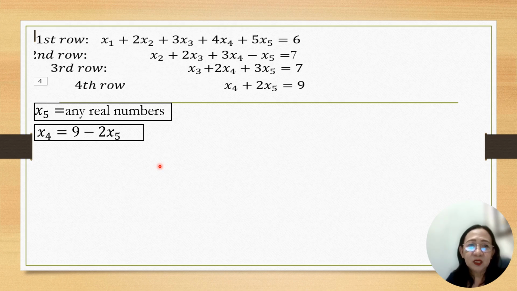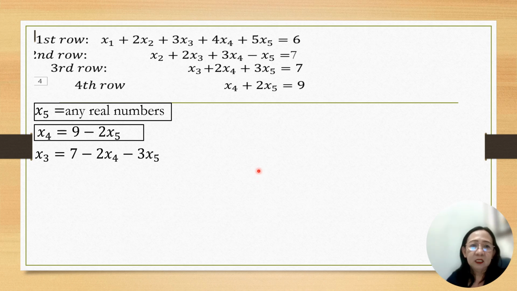Okay, that is now the value of x sub 4. Now, we can use our third row to find the value of x sub 3 using our x sub 4 and x sub 5. So, x sub 3 is equal to 7. By adding negative 2x sub 5 to both sides, this becomes 0. So we have negative 2x sub 5, 2x sub 4, and then minus 3x sub 5. We add the opposite of this.